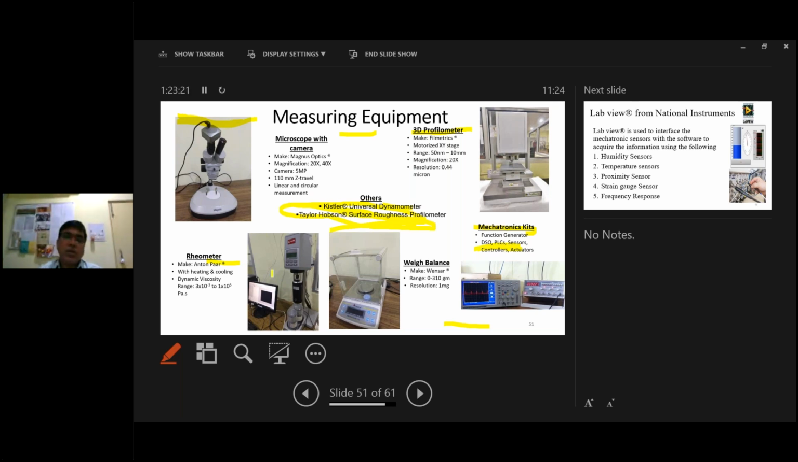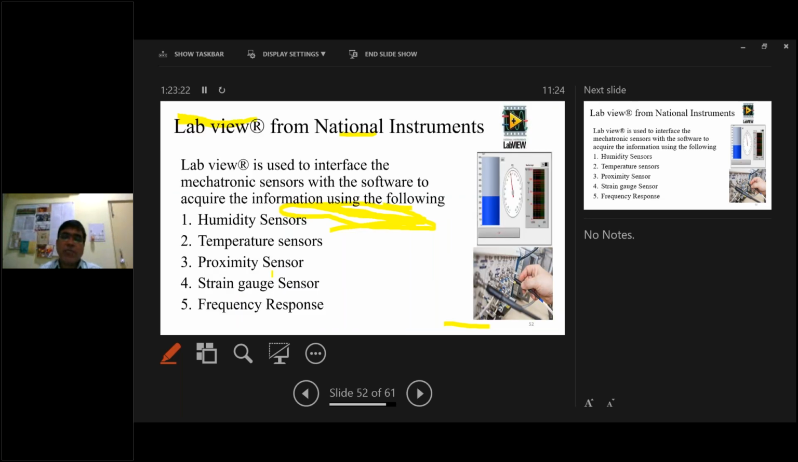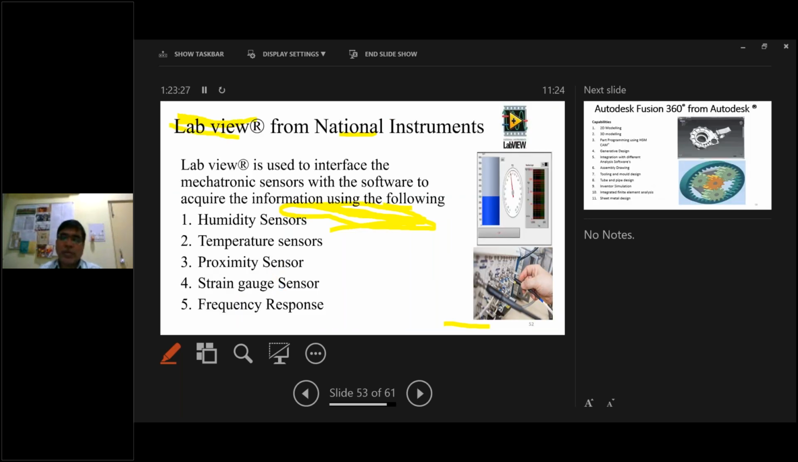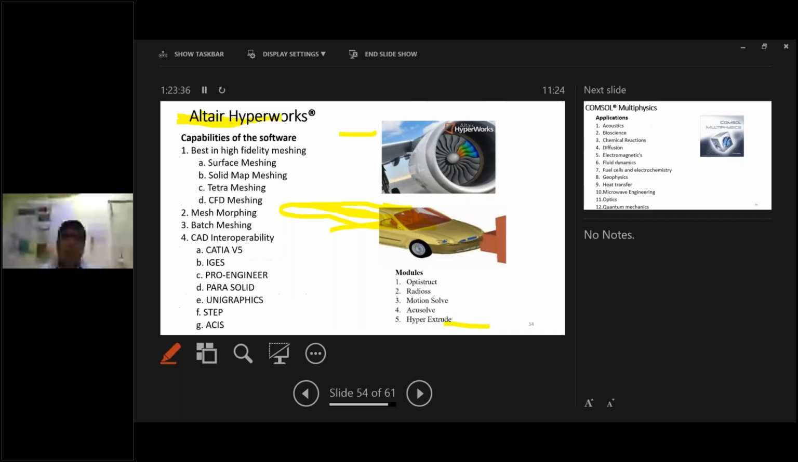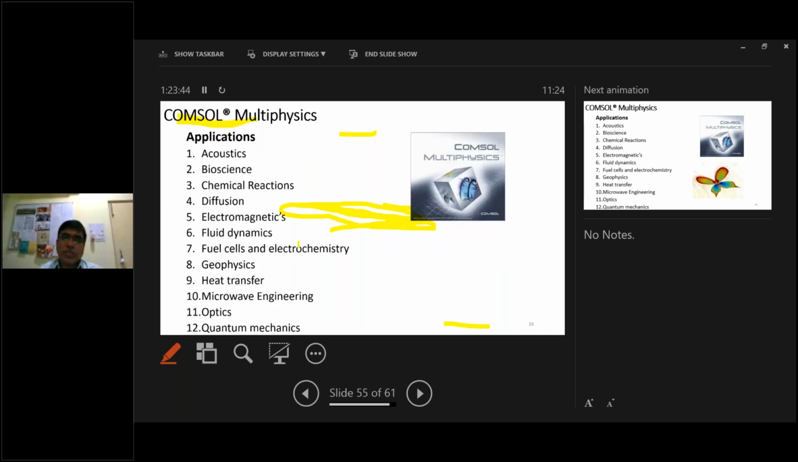Roughness profilometer. Similarly, lots of tools in terms of software like LabVIEW for data acquisition, Fusion for CAD CAE. We also have this from Altair for all kinds of slightly advanced studies. Of course, multiphysics for some kind of research in material properties.